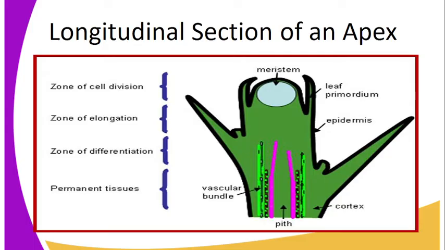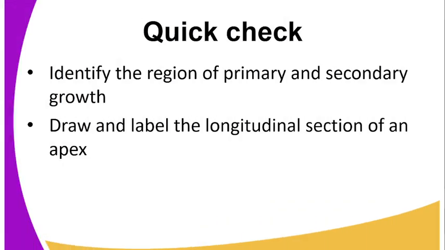Different cells are formed, and they begin to do their function. They are specialized for various functions. The next step is the permanent tissue. This is whereby the cell has developed and grown to do its particular function. You can see in the permanent tissue we have fully developed vascular bundles, we have the cortex, we have the pith. Have you seen that?